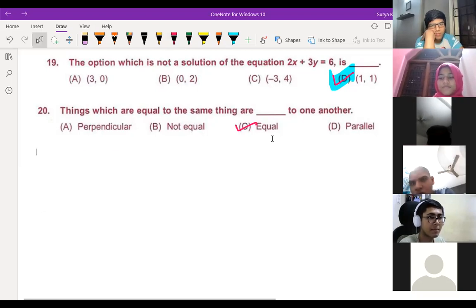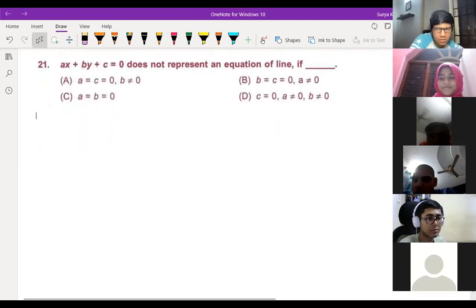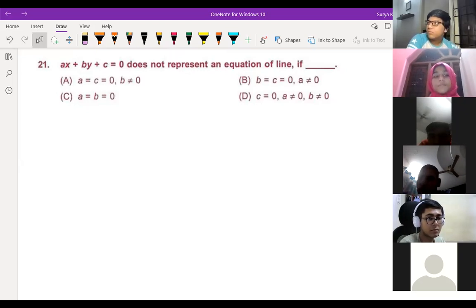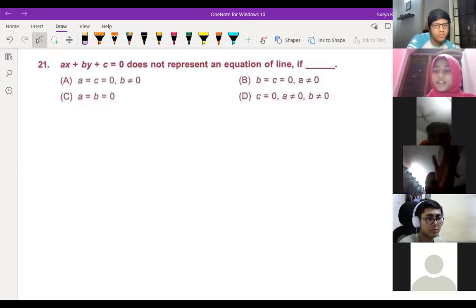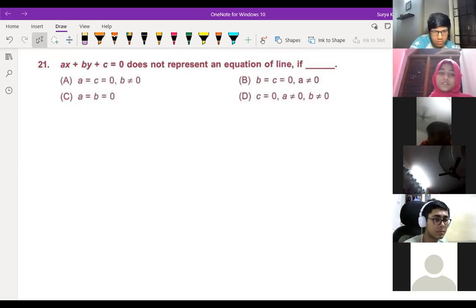This is a sample test paper. In the exam you will get 50 questions, right? Yes, sir, 50. So the total is only 50.